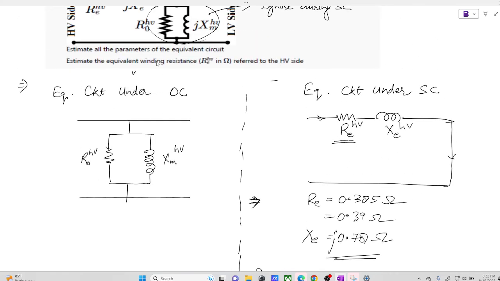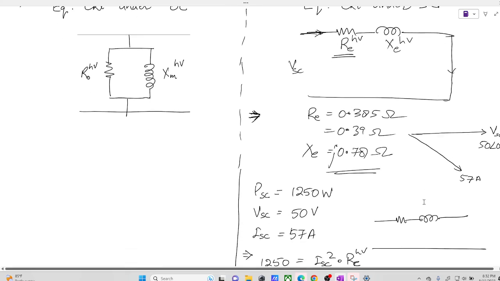So this is under the short circuit test condition. What will happen? This is RE. Suppose this is the input voltage VSC, and we are considering this as the reference, so VSC is at angle 0. Now the current: this is a purely RL circuit, as I just discussed, so the current will lag. The current has already been given as 57 ampere.